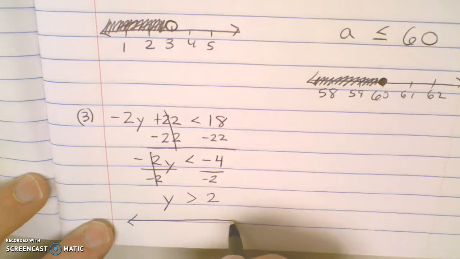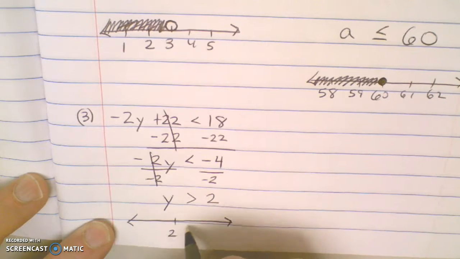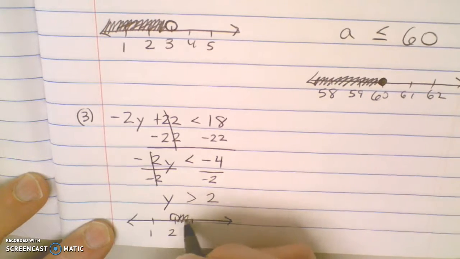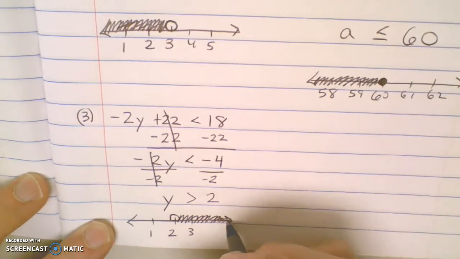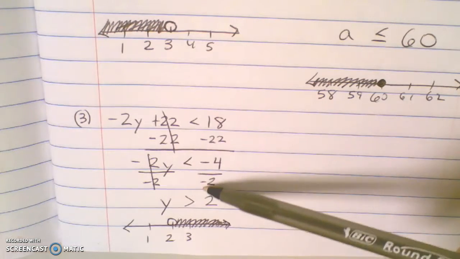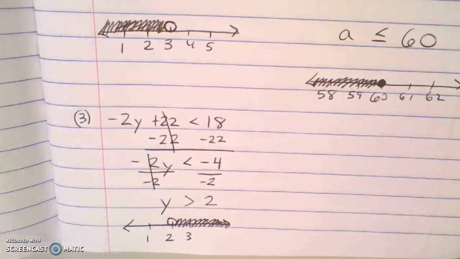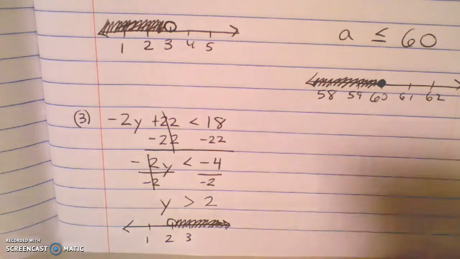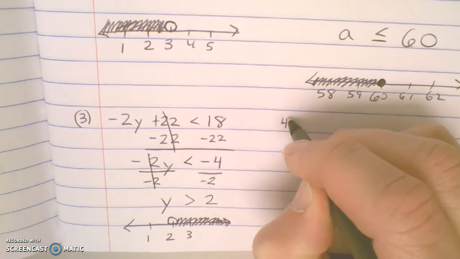So when we graph this, I'm going to shade all the numbers that are bigger than 2. So just be aware that when you're dividing by or multiplying by a negative number, the inequality changes its direction. Let's look at one more example.